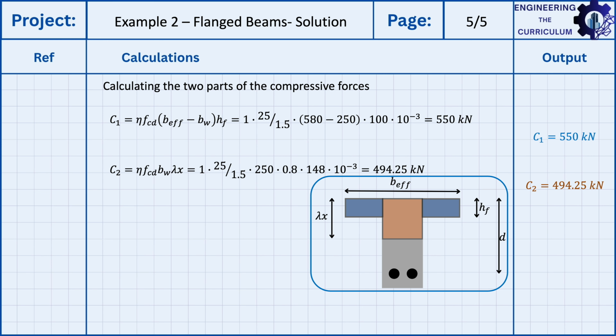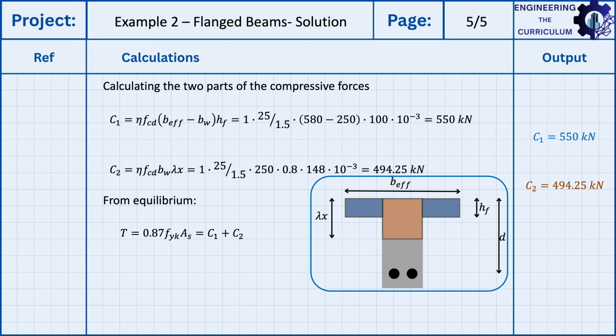I also need to find the orange bit, which is the bit that the web provides. So here you can see that I take the BW times lambda x, which is the height of the orange bit, or the bit of the web that's in compression. So once again, I have eta, which is 1, times FCD, which is 25, divided by the safety factor of 1.5 for concrete, times BW, 250, times lambda x, which is 0.8, times x that we just found. And all of that times 10 to the minus 3 gives us 494.25 kilonewtons. So in total, C1 and C2 are the two compressive forces that the concrete provides.